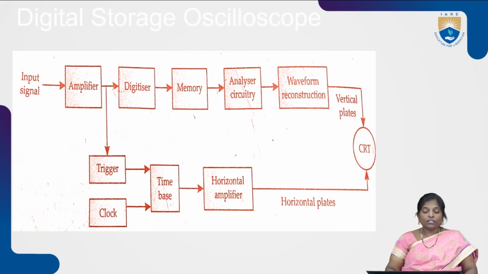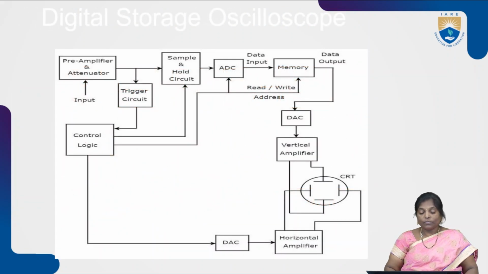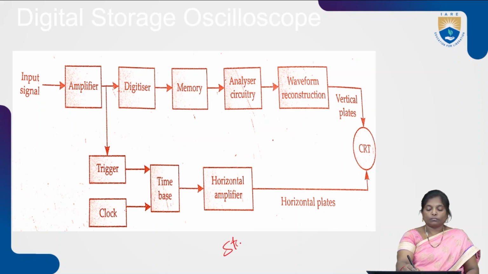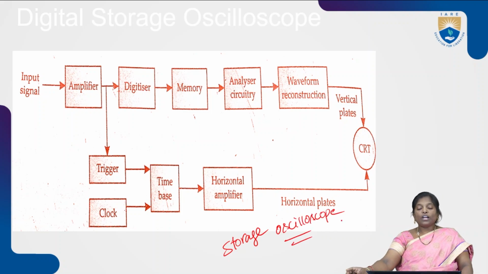Another type of oscilloscope is the sampling storage oscilloscope. This is called the storage oscilloscope. Till now we have discussed different types of oscilloscopes, but those oscilloscopes do not have storage capacity. Whenever we apply the input, it produces the output. After that, when we change the input, there is a change in the output and it won't store the previous data.